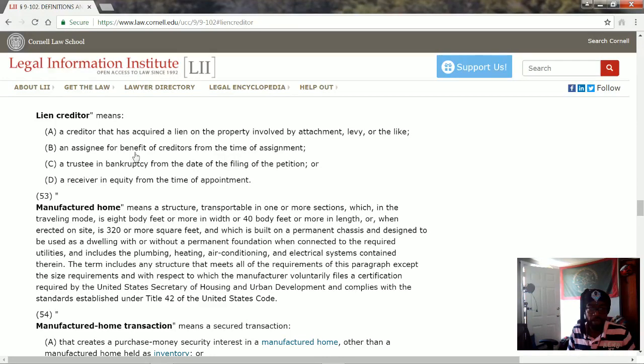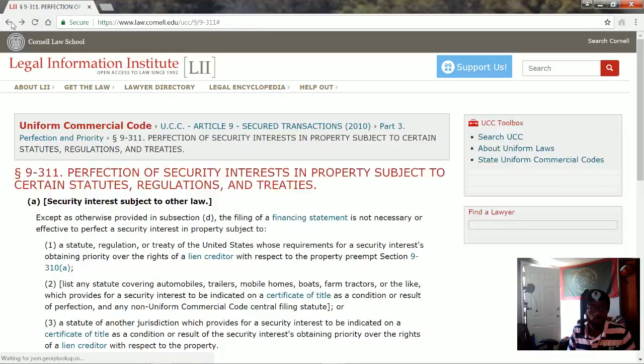An assignee for benefit of creditors from the time of assignment. A trustee in bankruptcy from the date of the filing of the petition, or a receiver in equity from the time of appointment. Okay? This is what lien creditors are. Let's go back.